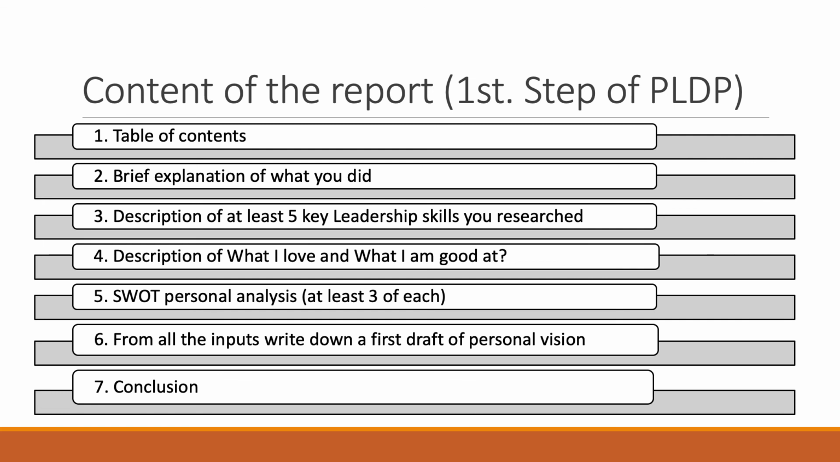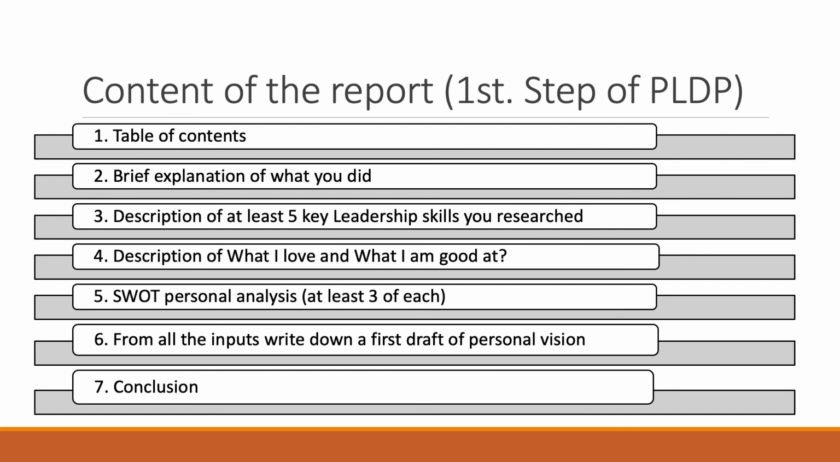4, description of what I love and what I'm good at. You're going to describe that. Okay, what I love. So you have to search inside yourself. 5, the SWOT personal analysis, at least 3 of each. 6, from all the inputs, you're going to write down your first draft of your vision. What kind of vision? The vision of how you see yourself in order to develop your leadership skills in at least 2 years.